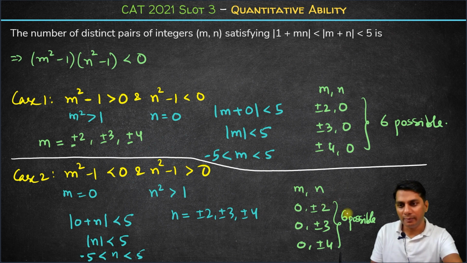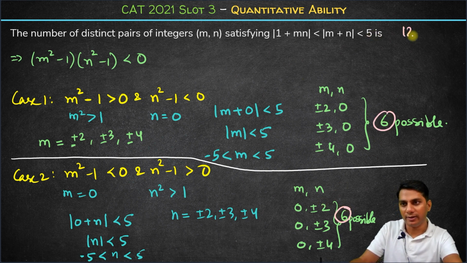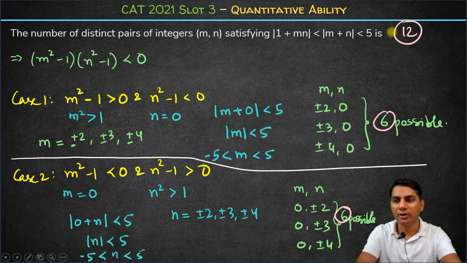So the total possible values of m and n are 6 plus 6, 12. So there are 12 possible values of m and n. So pretty difficult question to figure this out in the first go. Probably a question which you may want to skip in the exam, and the answer is 12.